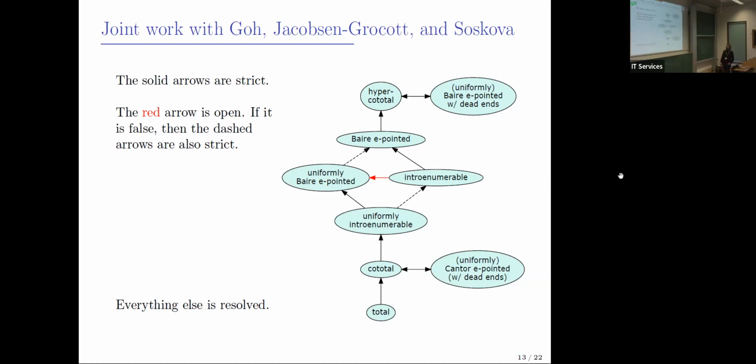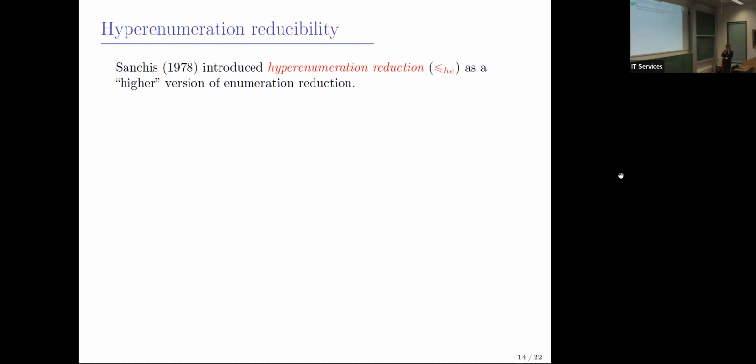Okay, but let me talk a little bit about Baire pointed with dead ends, because it is a really weak notion. Oh, but first I have to talk about what is hypercototality, and so what is hyperenumeration reducibility. In '78, Sanchez introduced hyperenumeration reduction as a higher version of enumeration reduction.